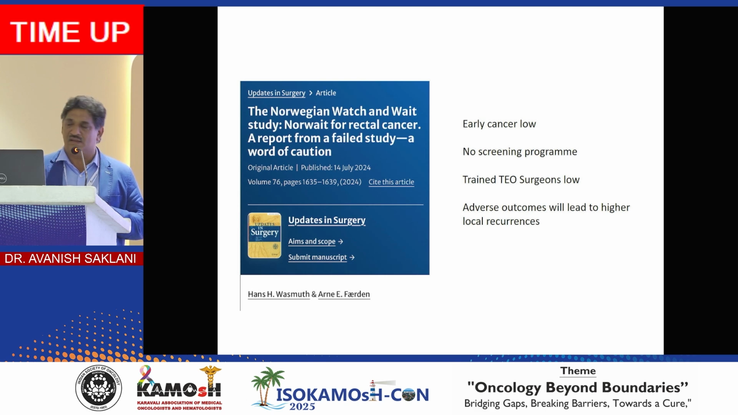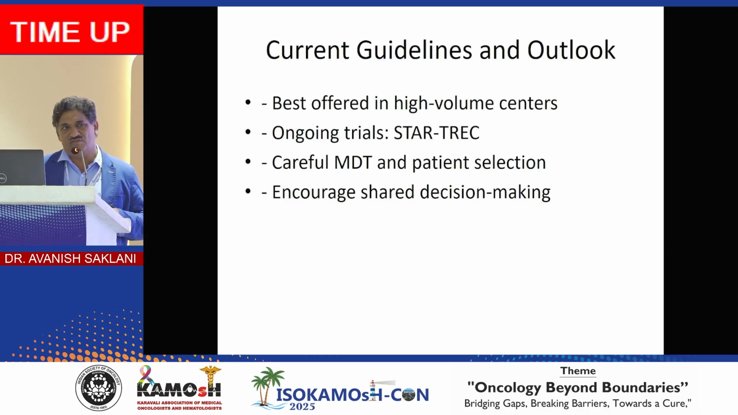Sometimes we get very finicky that we want to do organ preservation, 60%, 80%, and you forget the patient. And some of these patients will never come back to you and they will have a higher recurrence and salvage rate. So be careful. You can offer standard surgery, you can offer organ preservation, but it is best offered in high-volume centers which have experience in TEO.